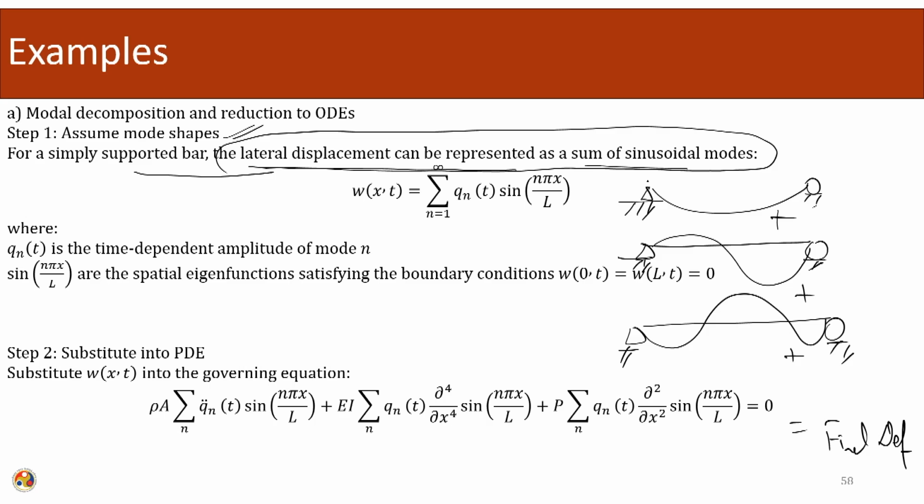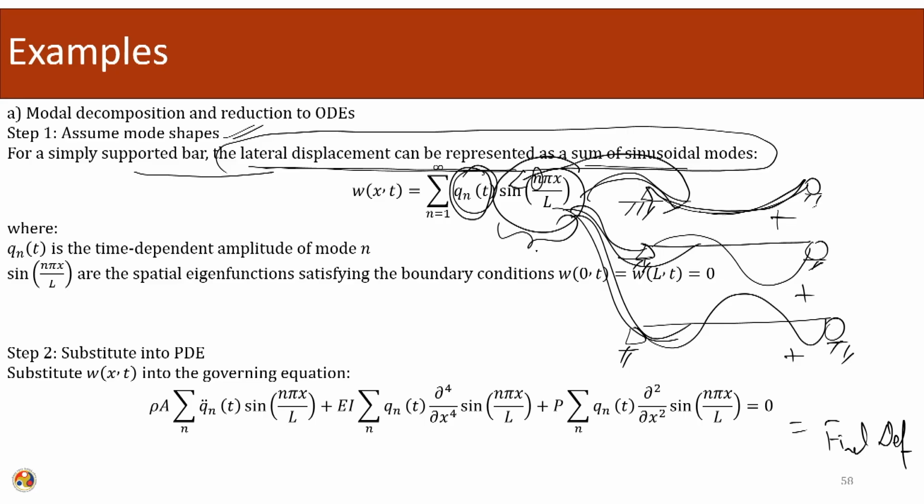This mode shape is being approximated by a sinusoidal shape. It gives me a different shape as we change n. This is the shape function part, and this function Qn will give me the magnitude of this mode.